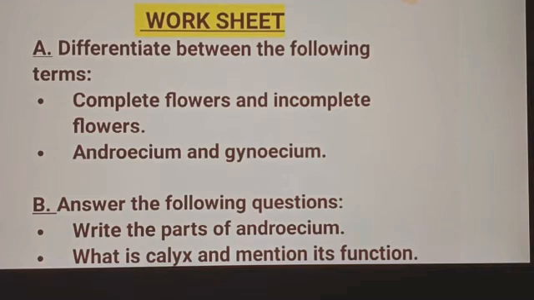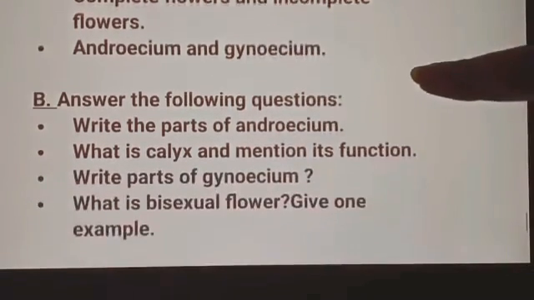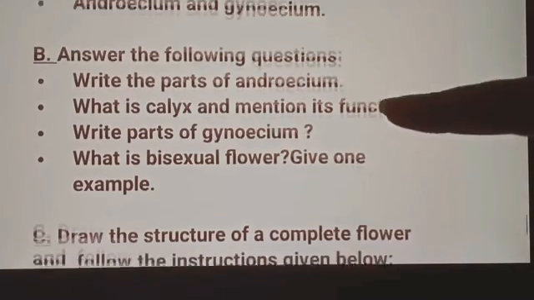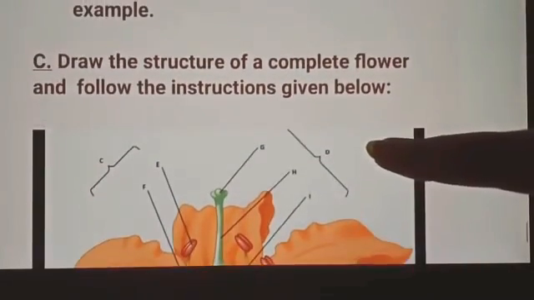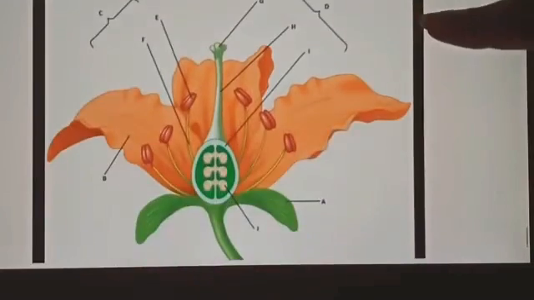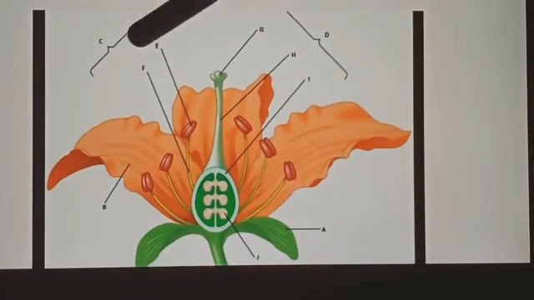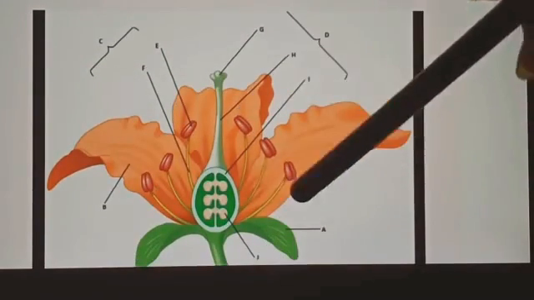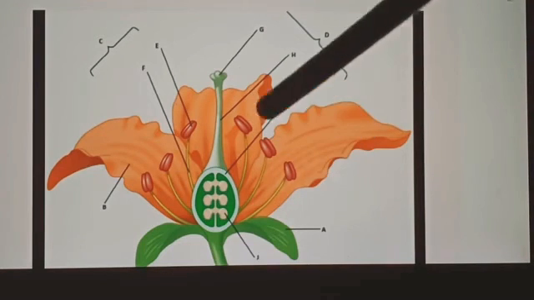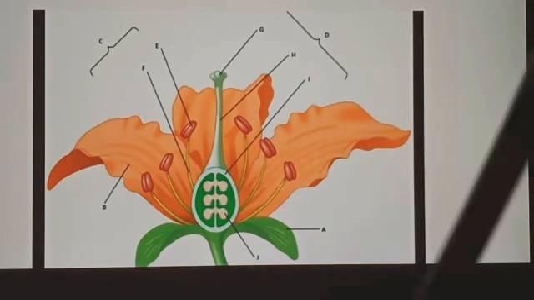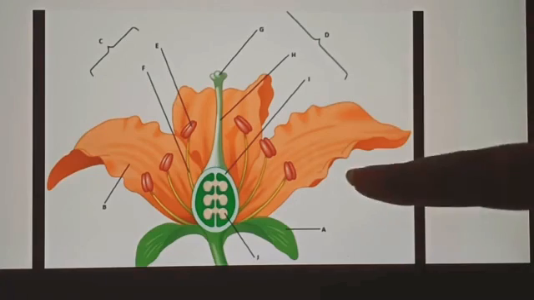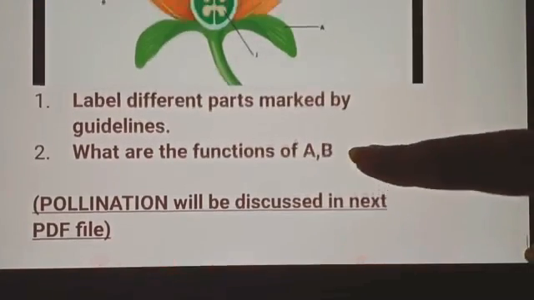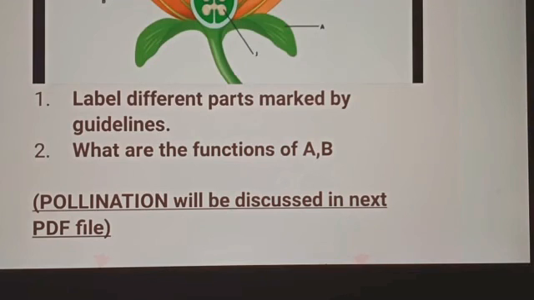Let's move to the worksheet, boys. You will just go through whatever we learned from your book thoroughly. From the PDF also you can follow this video at the same time, and write it down in your biology classwork copy. Also, draw the structure of the complete flower. As you can see, I have already labeled this one. You cannot copy and paste it, so you have to draw it by yourself, and from your book whatever picture is given you can copy it, and then label all the points. And label different parts marked by the guidelines.